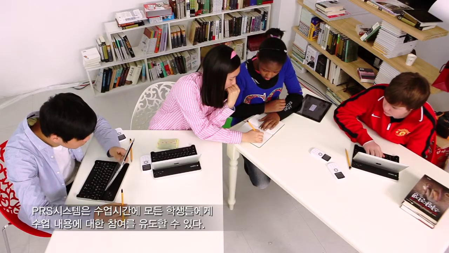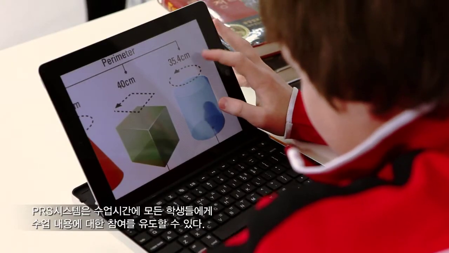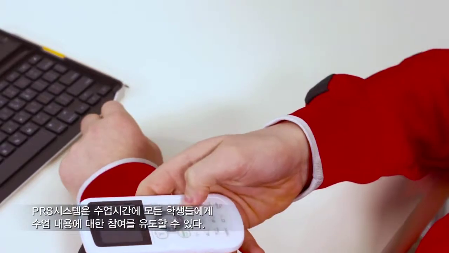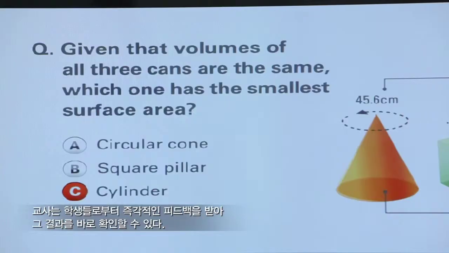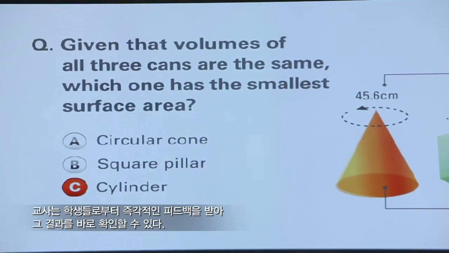PRS system can encourage all students to participate in activities during class. Analysis results on students' learning ability and academic achievement are saved on the server in real time. They can be used as concrete available materials for guidelines of teaching.